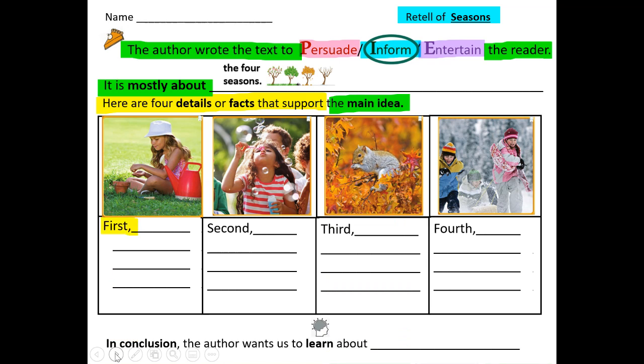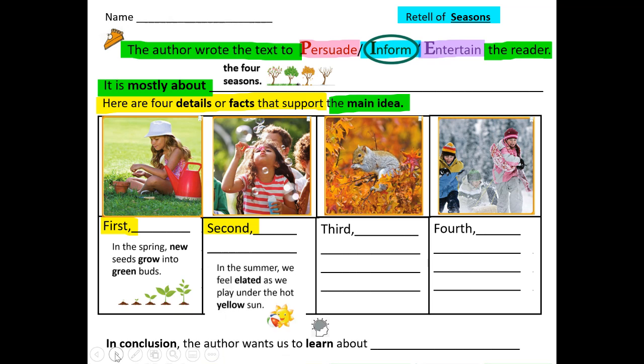Here are four details or facts that support the main idea. So first, what happens in the spring? So say it out loud. First, in the spring, new seeds grow into green buds. Second, what happens in the summer? Second, in the summer, say it out loud, in the summer, we feel elated as we play under the hot yellow sun.